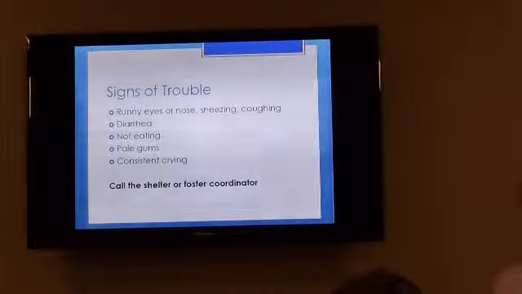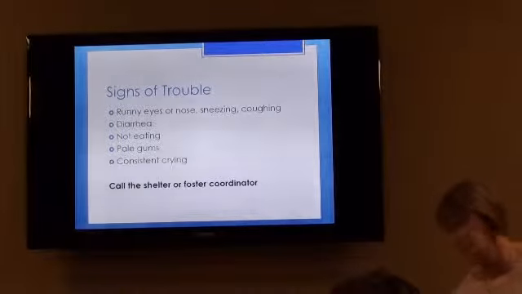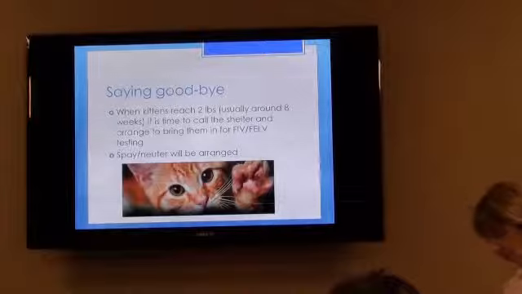Pale gums, which could mean they're anemic or whatever, but it's another sign of something that's not right. And consistent crying, obviously. And those are all things to call shelter staff or the foster care coordinator. Or if they're not pooping, that's another reason to call.